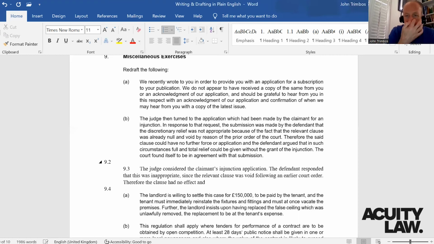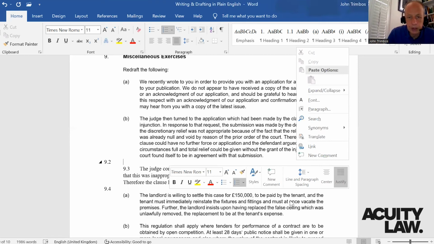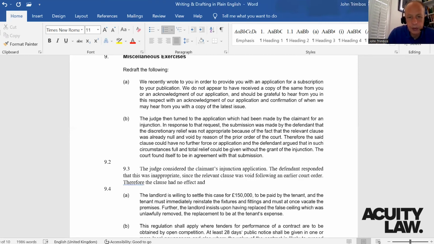And yeah, it says there the defendant argued that full relief could be given without an injunction. Well, the other way of saying this is, therefore, the clause had no effect and damages would provide full relief. And then the court found itself to be in agreement with that submission. The court agreed. And you can see just how much shorter that is. So it's 7 lines down to 3. We've pretty much sliced it in half.